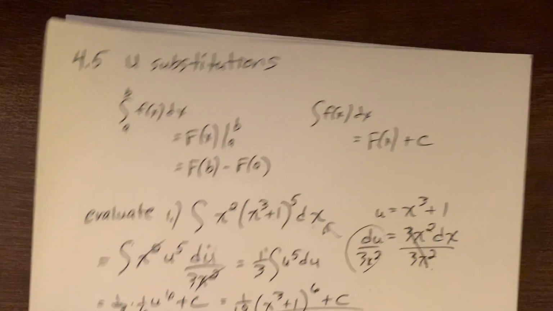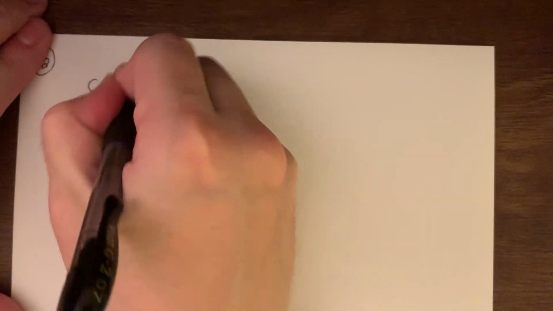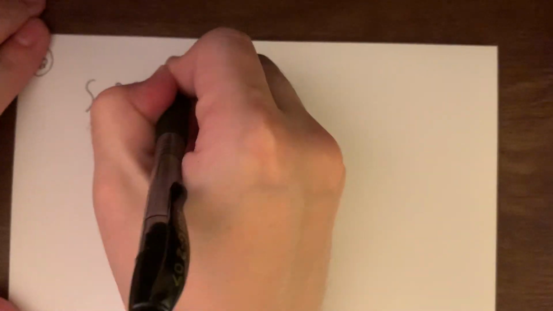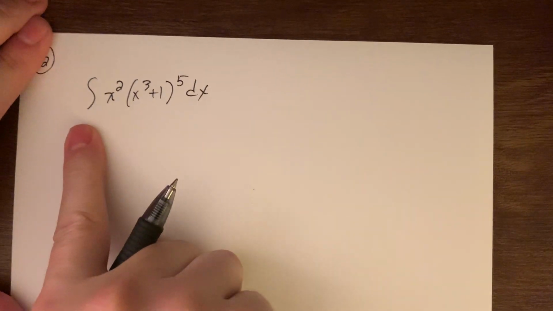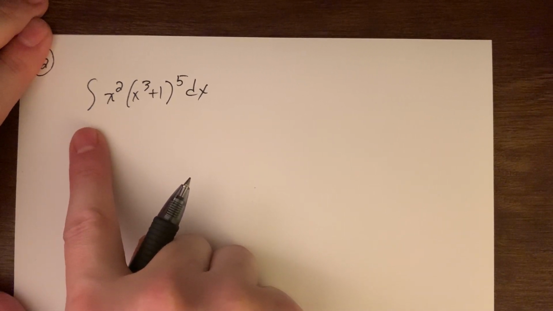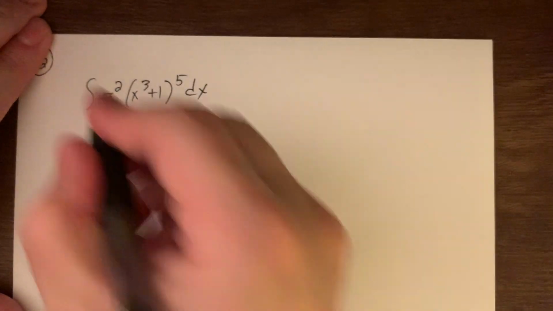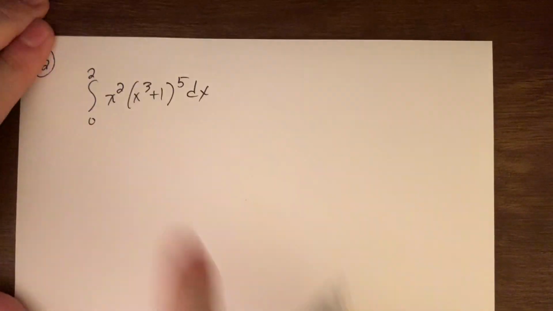But now, let's go to page 2. I want to do these problems that I mentioned before, but I also want to go back and take another look at the problem we just did. I set you up initially with x squared times x cubed plus 1 to the 5th dx and had this as a indefinite integral. Now let's see what happens if this is a definite integral. So let's go from 0 to 2.